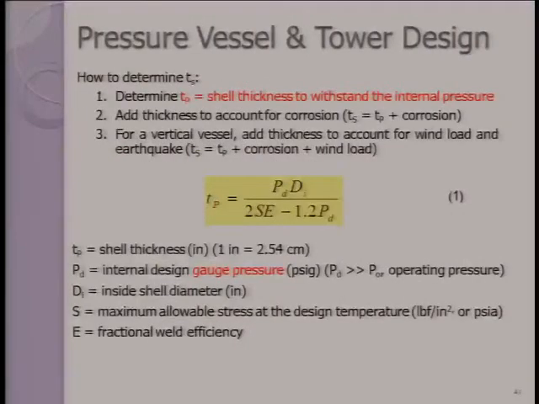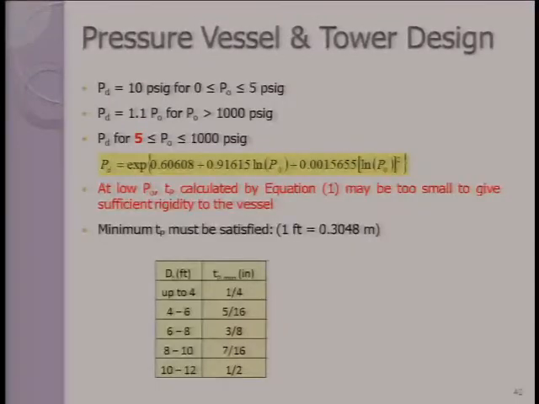Okay, let me repeat. Let's say your operating pressure is too low, so your PD is also low. You calculate Tp from this equation. The next step is to check whether Tp is larger than the minimum thickness over here. If Tp is smaller than the minimum, then you have to set Tp to this minimum value. So you calculate Tp, then you check with the Tp minimum. So that's how to calculate design pressure.